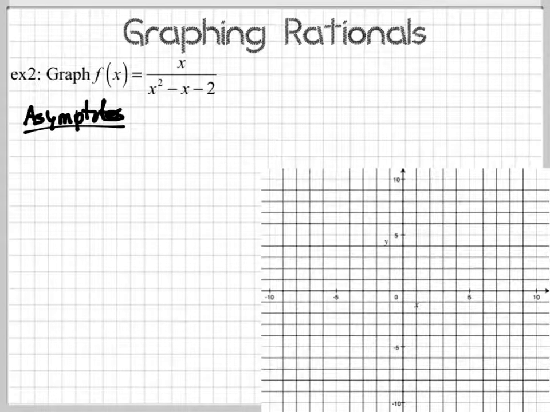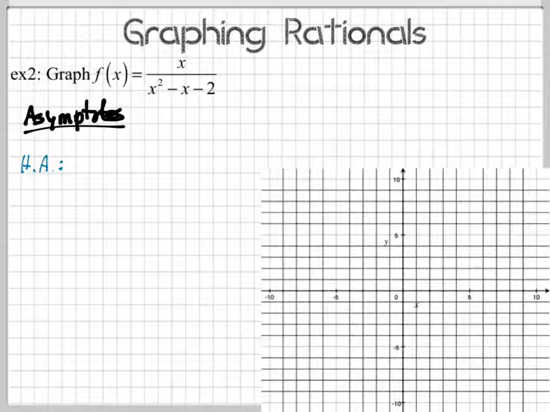Okay, let's see. Let's find the horizontal ones first. So we got our HA, and to find our horizontal asymptotes, we look at the degrees. What's the degree of the top? And the degree of the bottom? 2. We look at the highest exponents for the top and the bottom. That's a 1, and this one's a 2. If there was no x up here, it would be 0. But because that's a 1 and a 2, it's kind of like what we want.